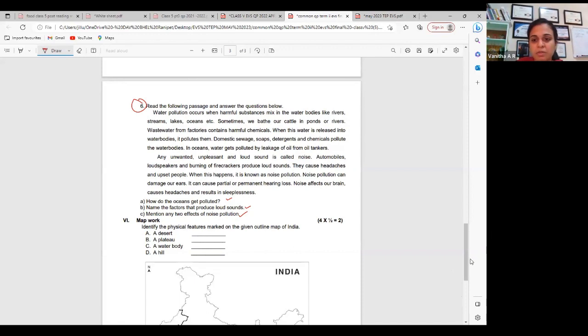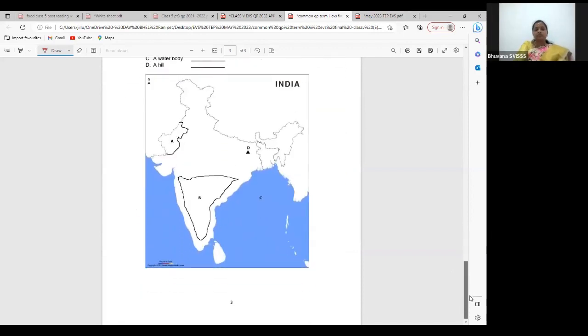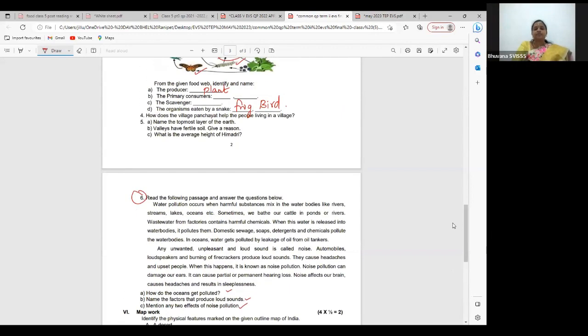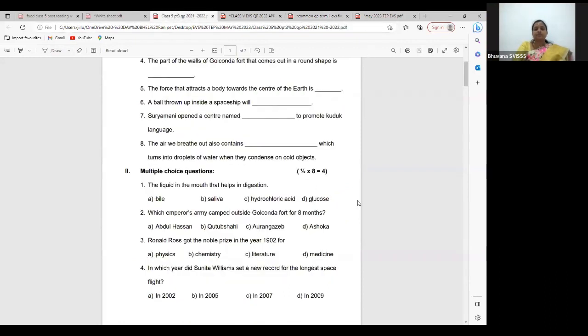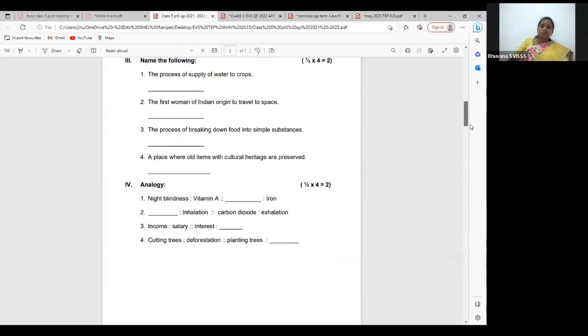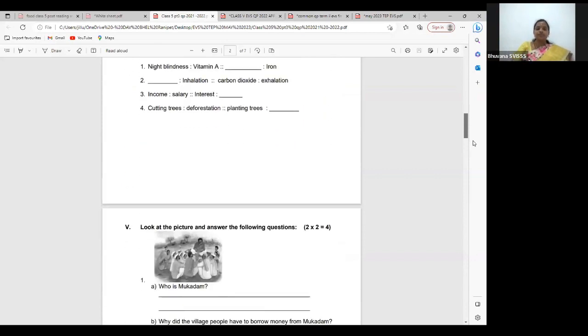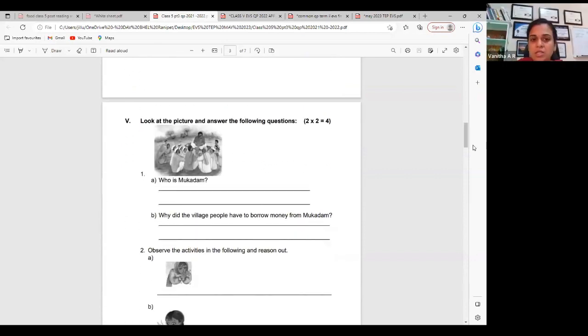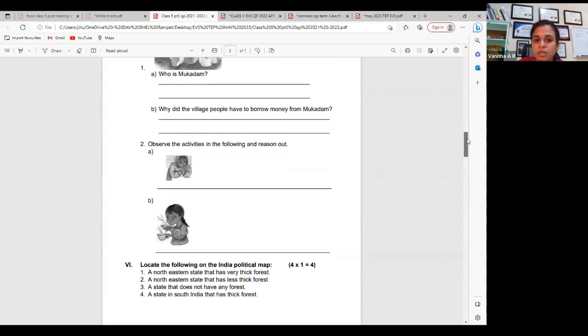So next is a map. So one more question. And this is from the EPS textbook, some questions. Look at the picture and answer. So this is again from class 5, teachers. So picture-based questions can be like this also.